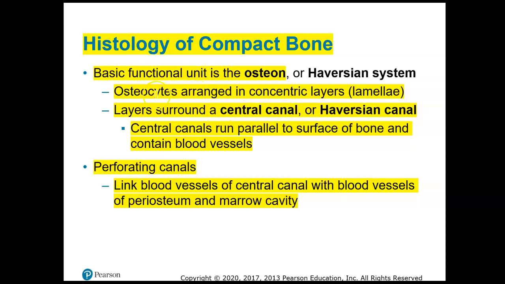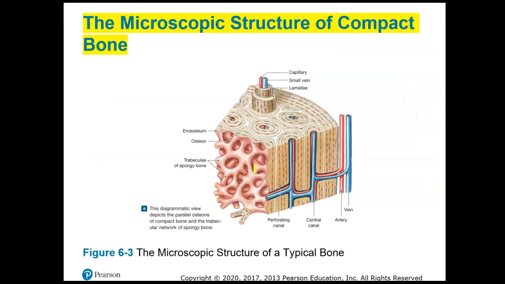And then it's going to contain osteocytes within layers of bone called lamellae. And then you will also see perforating canals. Let me see if I can show you. Here's a picture. Okay, so this is compact bone tissue. You can see there is some spongy bone lining the inside of that compact bone.